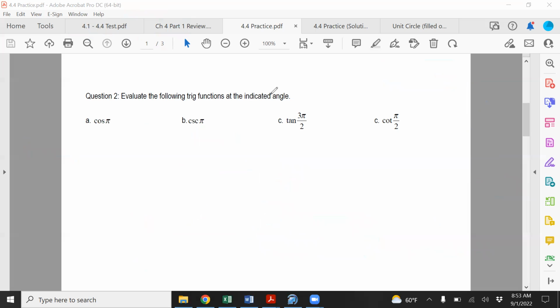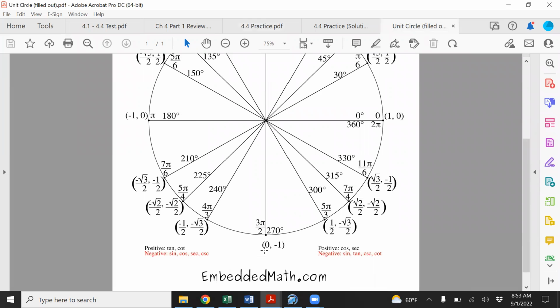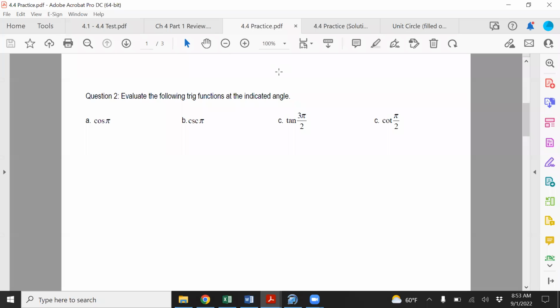3 pi over 2, where are the coordinates there? That's going to be right here. 0, -1. For CSC, it's 1 over y, and the y coordinate was -1 there. Okay. Right. Yeah, because remember, the coordinates were -1, 0 for pi, and I did 1 over 0, which is undefined. Or actually, sorry, I just did 1 over 0 because I do 1 over y.